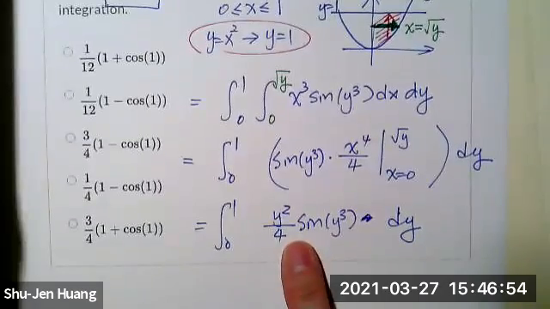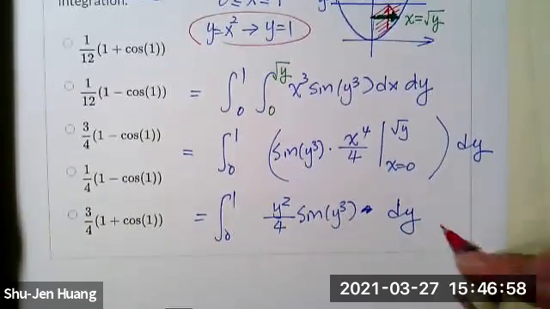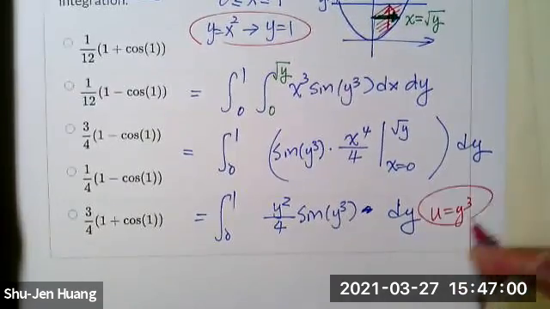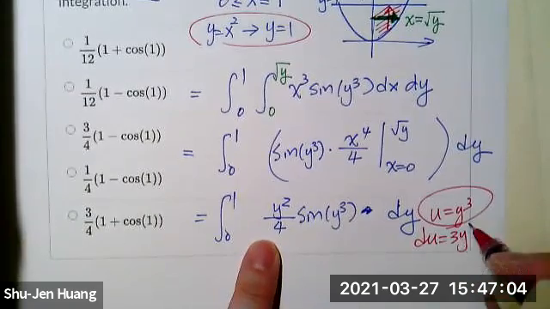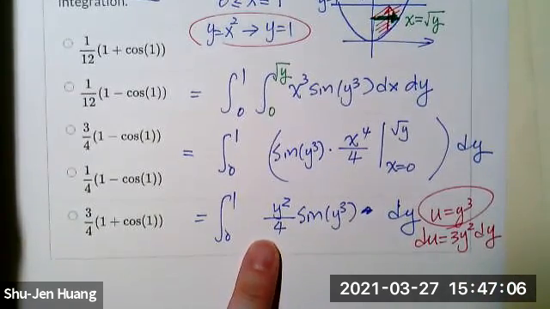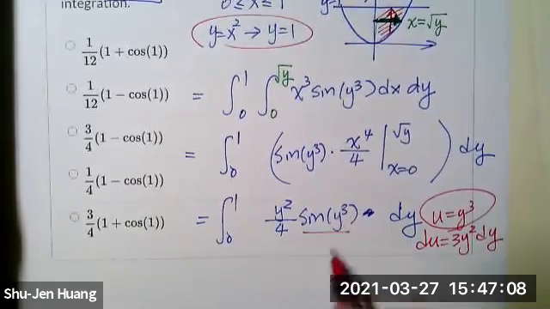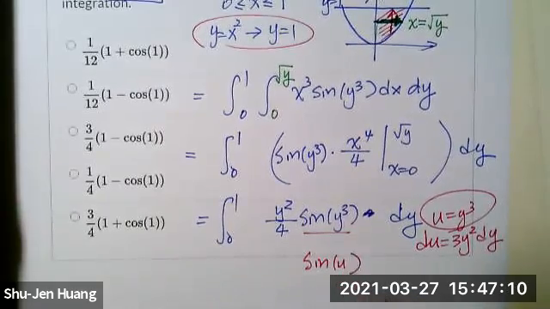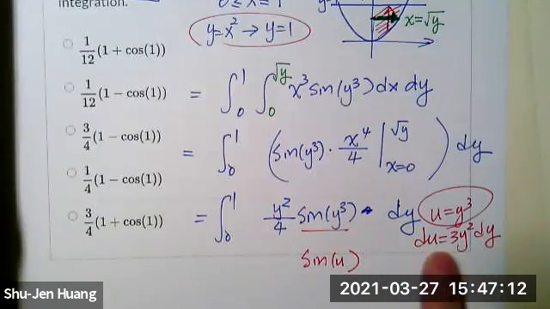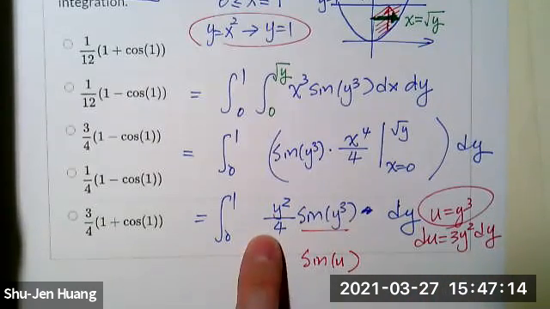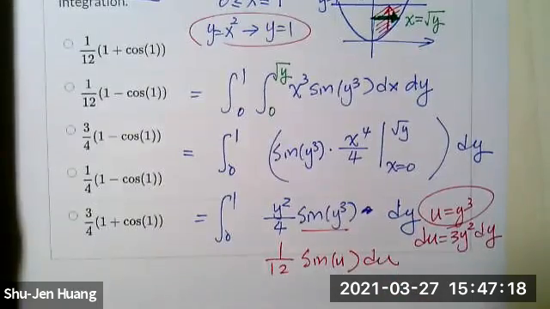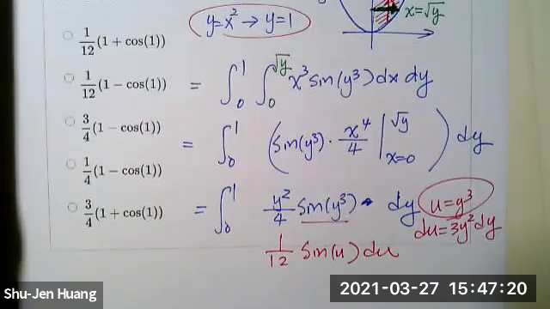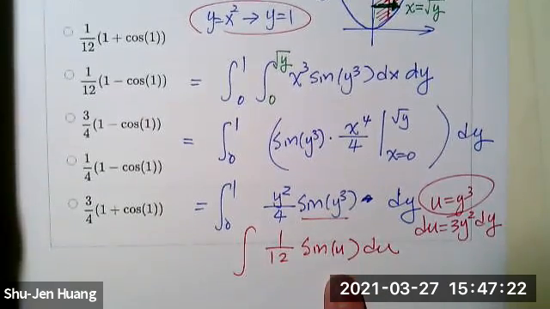So now to evaluate this is much easier because we can use u substitution. Let u equal y cubed. So we'll have du equal to 3y squared dy. Therefore, this part can be written as sine u, and y squared dy is du over 3, and then again divided by 4, so that would be 1 over 12 du. Is that good? So this is the u substitution.